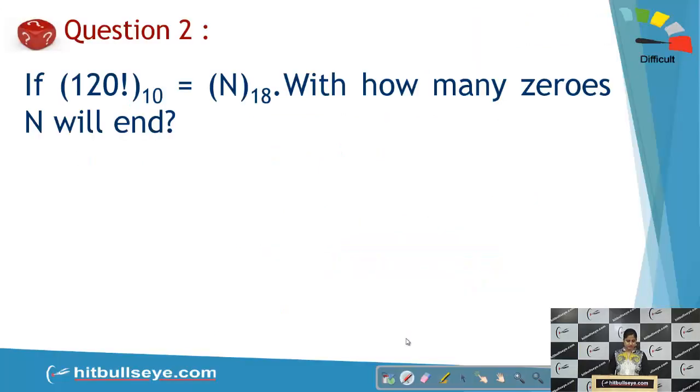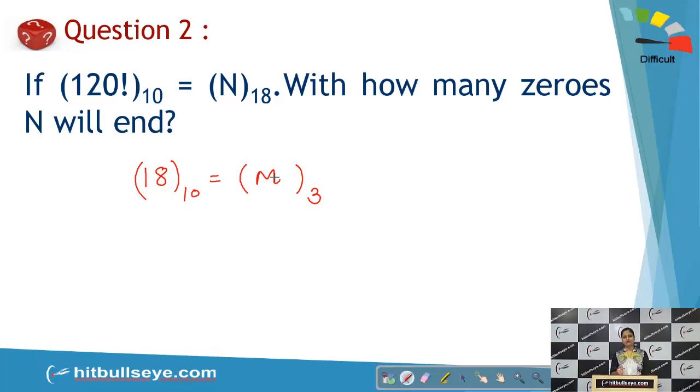Question number 2. Good one, a difficult one. It says if 120 factorial given in decimal system, given in base 10, when converted in base 18, let the number becomes n, with how many zeros n will end? First of all, to understand this question, let us take a smaller example. Let us take 18. 18 is given in base 10 and we want to convert this number in base 3. Let this number be m. So my question becomes, with how many zeros m will end?